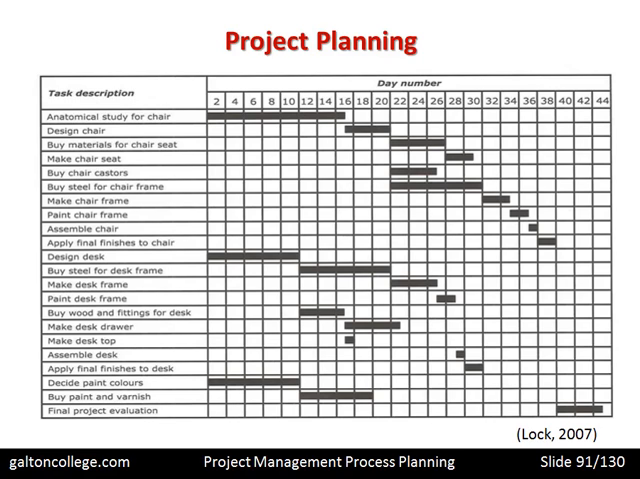So there will be a study, and the study will run 16 days. You can see the black line along the top against anatomical study for chair. It runs to 16. But having completed that study, now we know what a chair should look like and what properties it should have and what design it should have. It's passed over to design the chair, which should be completed by day 20. And by day 20, we've got a design for the chair. Then it's necessary to buy materials for the chair seat. And these will start on, well, the end of day 20 and finish at the end of day 26.